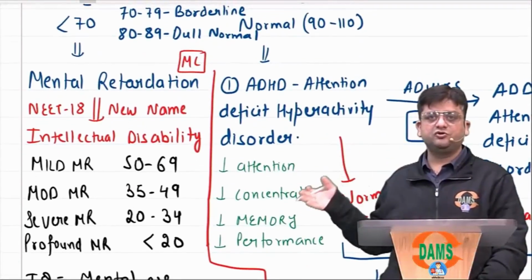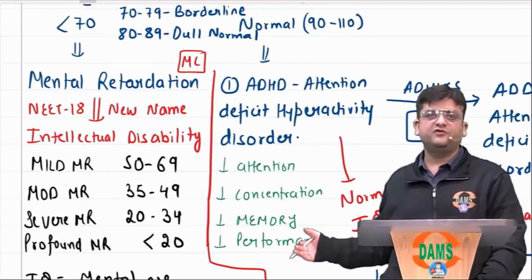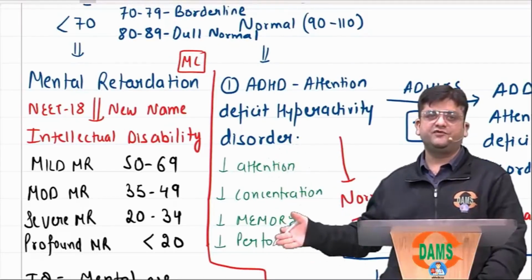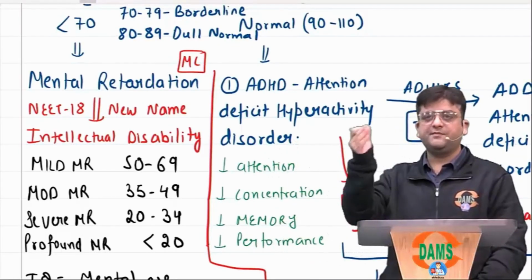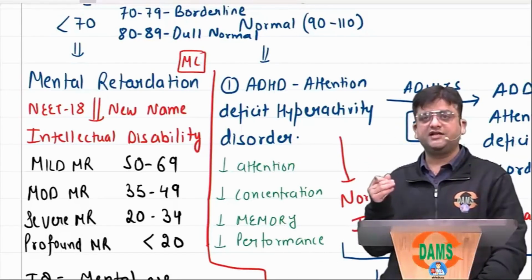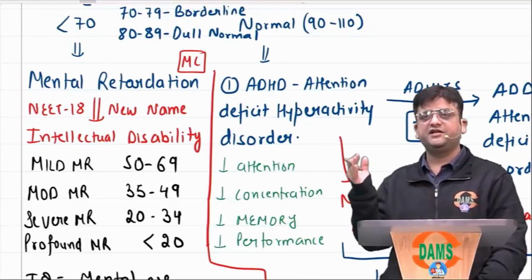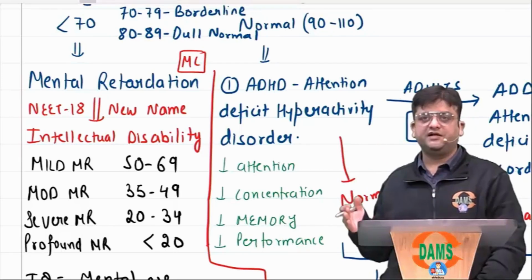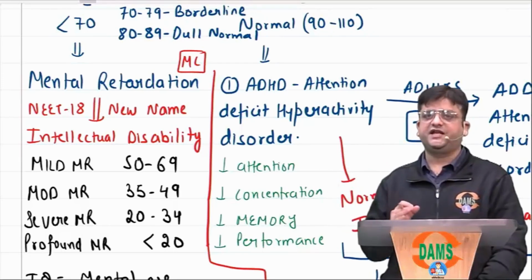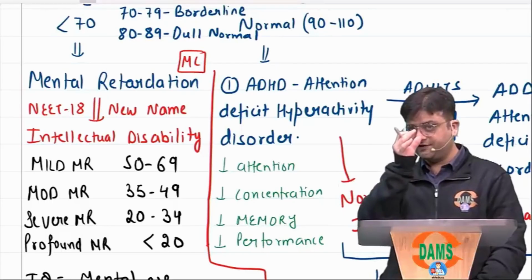Low attention leads to low concentration, leads to low memory, leads to low performance. Mild, moderate, severe, profound MR. IQ is calculated as mental age upon chronological age, but the actual age should be taken below 15. Above 15, the denominator should be taken as maximum 15. I hope this topic is clear.